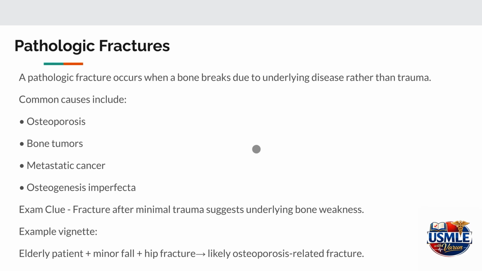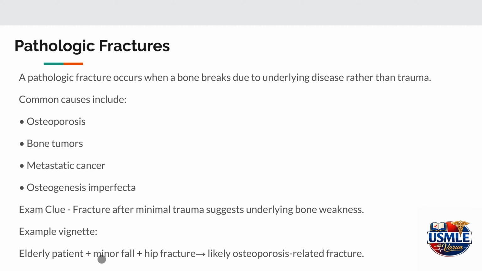Not all fractures occur because of trauma alone. Sometimes a bone fractures because the bone itself becomes weakened by an underlying disease. This type of fracture is called a pathological fracture. Common causes of pathological fractures include osteoporosis, bone tumors, metastatic cancer, and genetic disorders such as osteogenesis imperfecta. So in exam questions, pathological fracture is usually suggested when a fracture occurs after minimal or trivial trauma.